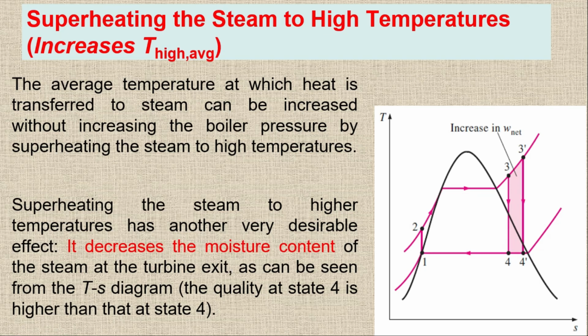However, since the average temperature at which heat is added increases, normally you will get the higher efficiency here. Now there is a question: what is the maximum limit to superheat the steam? Because if we are getting the increase in the efficiency, then we can increase up to any limit. So the answer is that the temperature to which the steam can be superheated is limited.